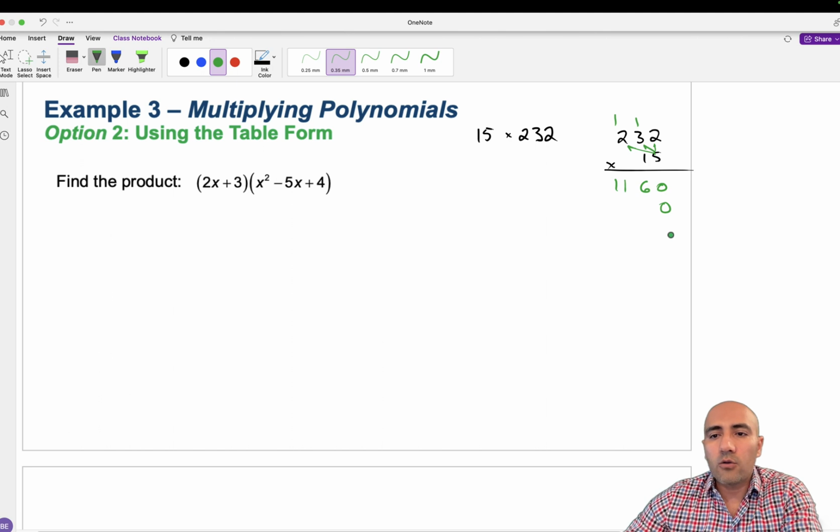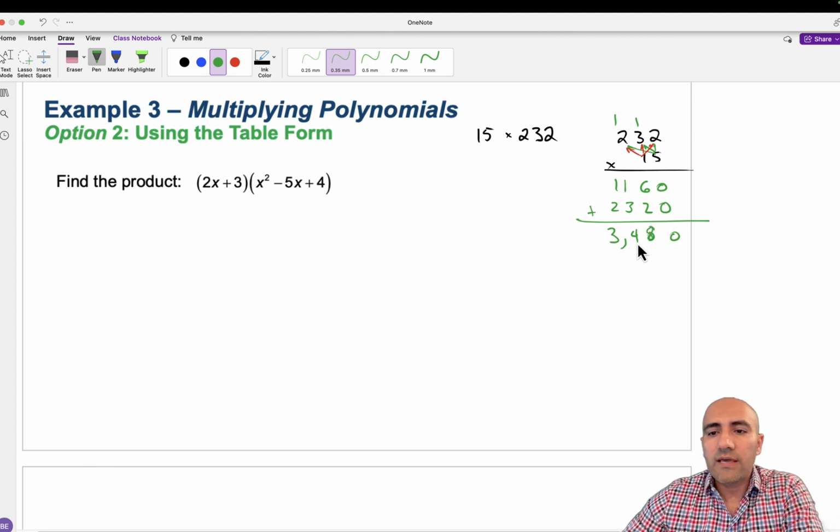Then we put a little space holder. Then we multiply the 1 times the 2, the 1 times the 3, and then the 1 times the 2. 1 times 2 gives you a 2. 1 times 3 gives you a 3. 1 times 2 gives you a 2. And then we add them together, so we get 0, 8, 4, 3. So 3,480 is the answer we get when we multiply 232 times 15.